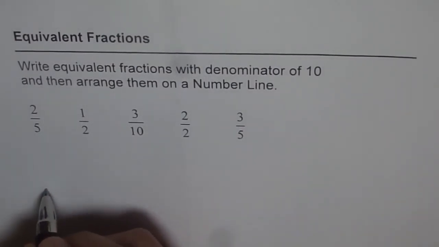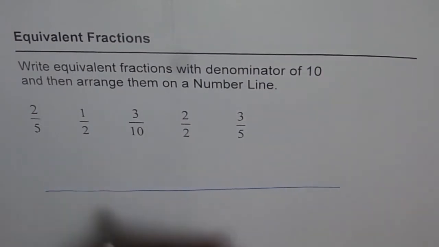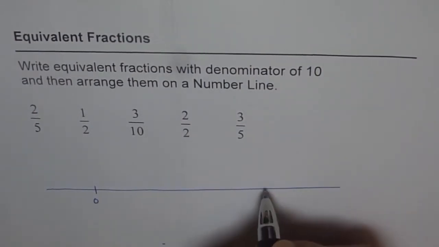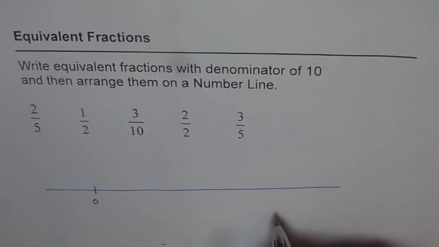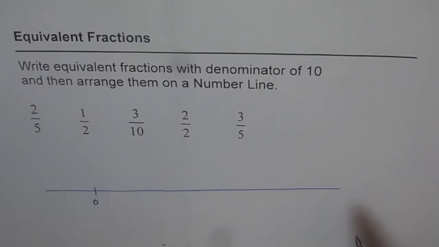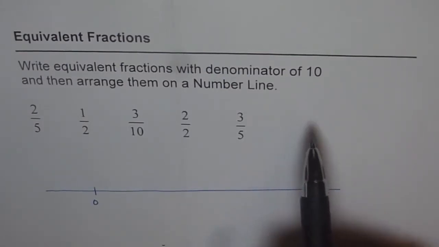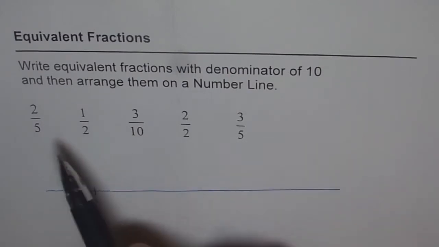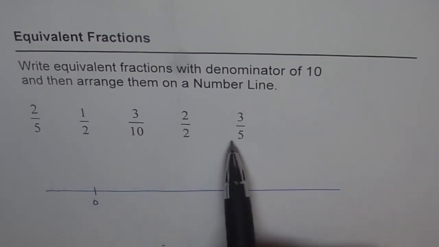So you can just draw a line like this, and you can mark from 0 to, let us say, 1, and then put them all between 0 and 1. Most of the fractions you'll find will be less than 1. Proper fractions are fractions which are less than 1, but there could be fractions more than 1 also. We call them what? Improper fractions. You are right. So let's first find equivalent fractions with denominator of 10.